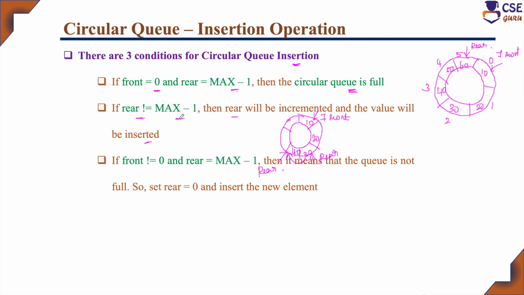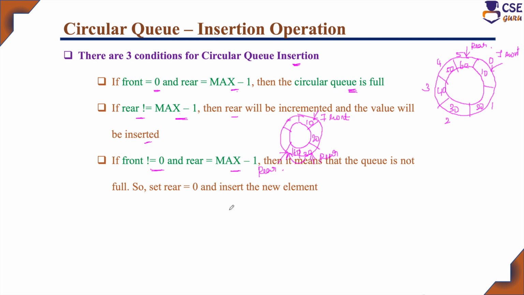If rear is not equal to max minus 1, the meaning is that whatever memory locations you have allocated, you have not placed values in all of them. Still memory locations are free. You have not reached the maximum size of the circular queue array. That is the meaning. The third condition is front is not equal to 0, but rear is equal to max minus 1.